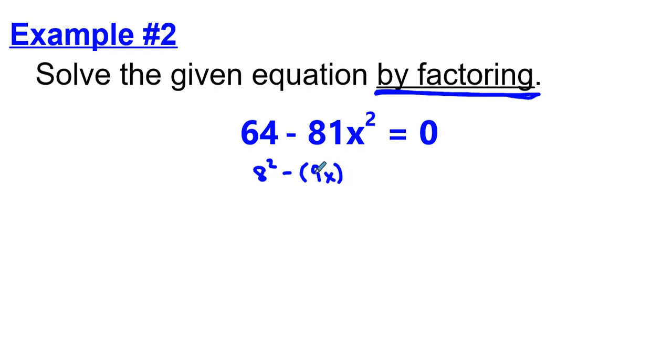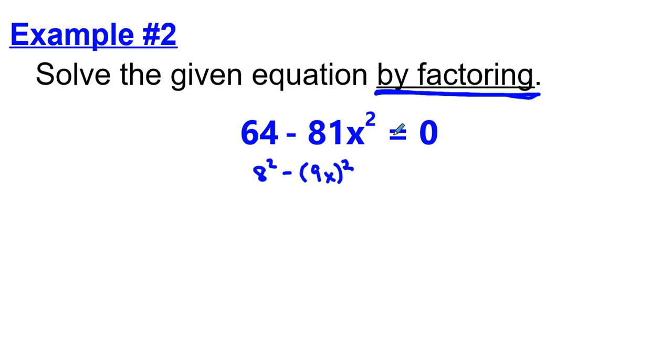So the 9x quantity squared is 81x squared, because we would have to distribute the squared onto both of our terms, and we get 9 squared x squared. 9 squared is 81. X squared is x squared. So yeah, this is a squared minus b squared. It just doesn't look like it initially.